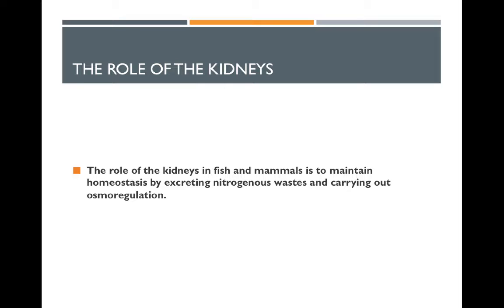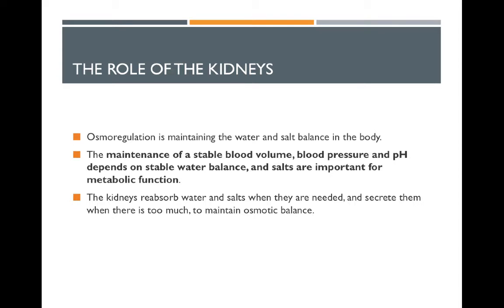So the overall role of the kidneys in fish and mammals is to maintain homeostasis, again, keeping this same state within our body. The way it does it is by excreting nitrogenous wastes and also carrying out osmoregulation. Osmoregulation is kind of to do with osmosis, the same things are involved. It's to do with regulating the amount of salts and water within our bodies, so maintaining salt and water balance throughout our body.